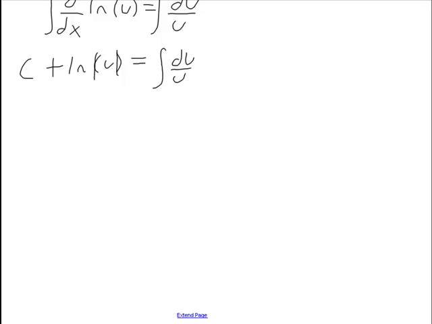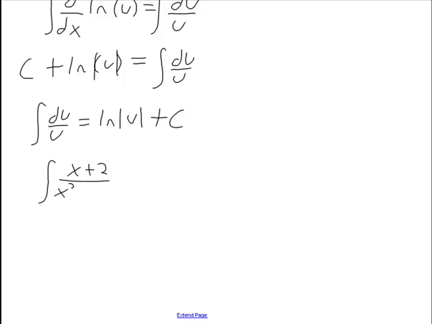So I'll write out our basic rule nice and clean: the integral of du over u, which is the same as u to the negative first du, is the natural log of the absolute value of u plus c. So what does that look like in a real example? Well, say I give you the integral of x plus 2 over x squared plus 4x minus 3 dx. So what can we do with that?